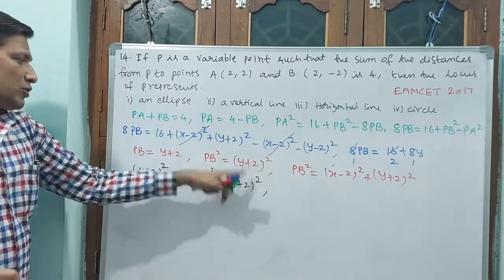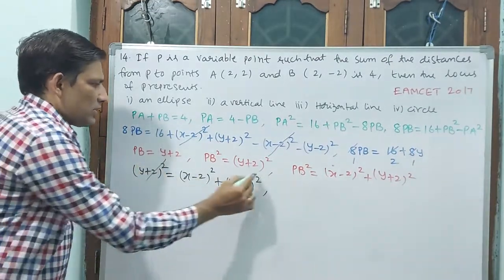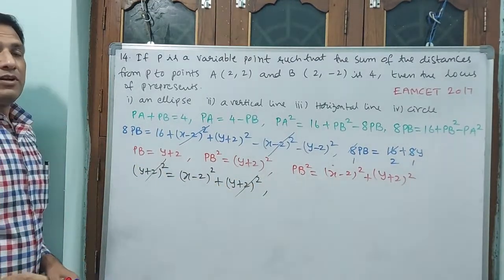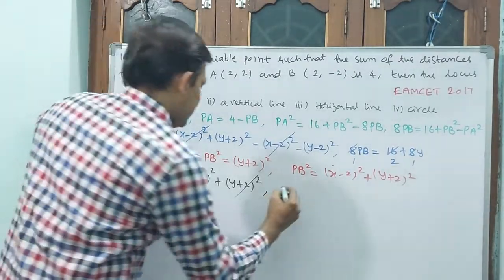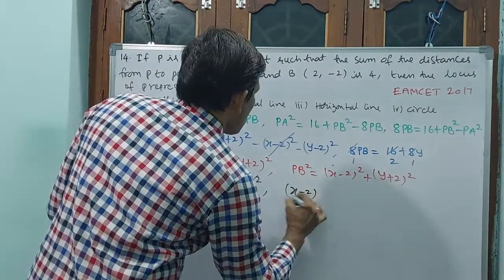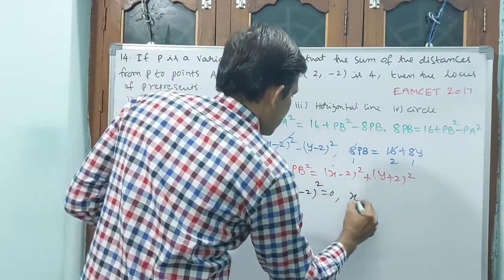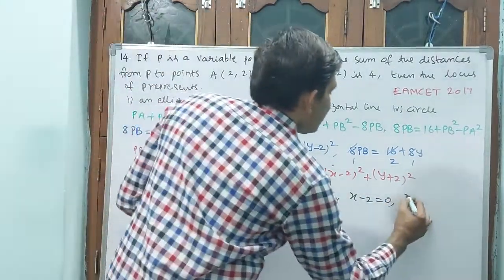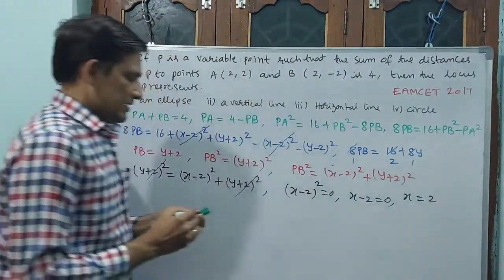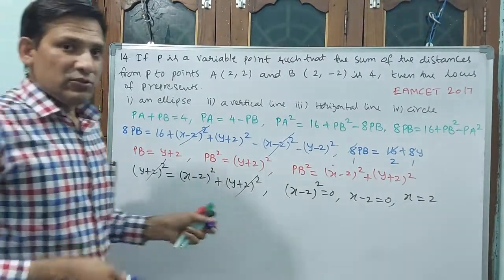You set y plus 2 whole square this side, or else you cancel out. See, addition you are cancelling means this side 0 will be there. X minus 2 whole square is equal to 0. X minus 2 is equal to 0. X is equal to 2. How is that going to represent a locus? X is equal to 2, you see.